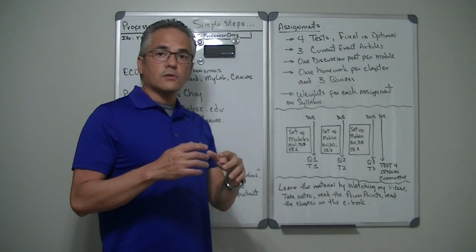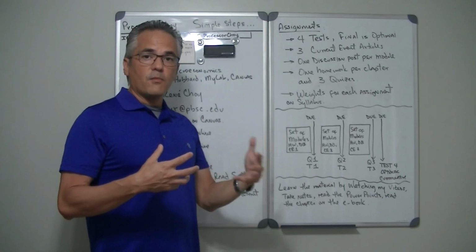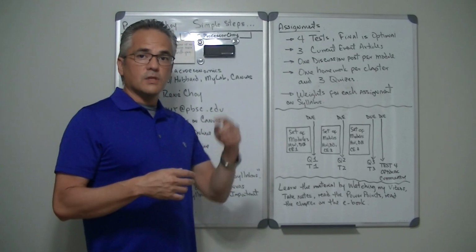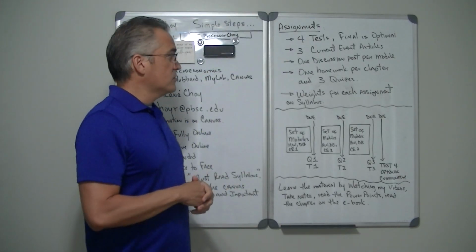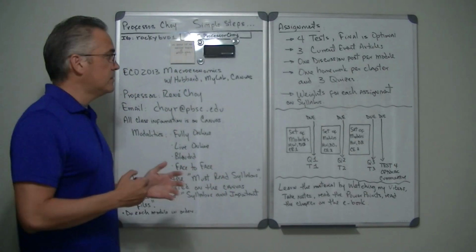These current event articles are an article you have to read, and then eventually you have to send me a summary analysis of that particular article. The article will be in one of the modules, and the submission for that will be in the modules as well. Minimum requirements are posted on the syllabus.